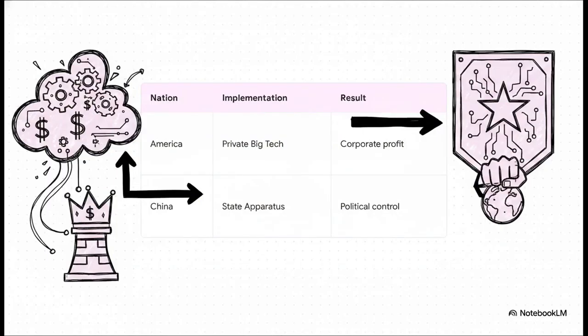Now, let's look at Proposition 4 regarding power dynamics. The source material points out that the exact same digital technology alters power dynamics differently based entirely on the system implementing it. For example, in America, the internet and digital infrastructure are centralized through private big tech, resulting in massive corporate profit and fragmented centralization. In China, those exact same technologies are centralized through the state apparatus, resulting in high social coordination and deep political control. The technology forces a concentration of power no matter what. The only variable is who holds it.